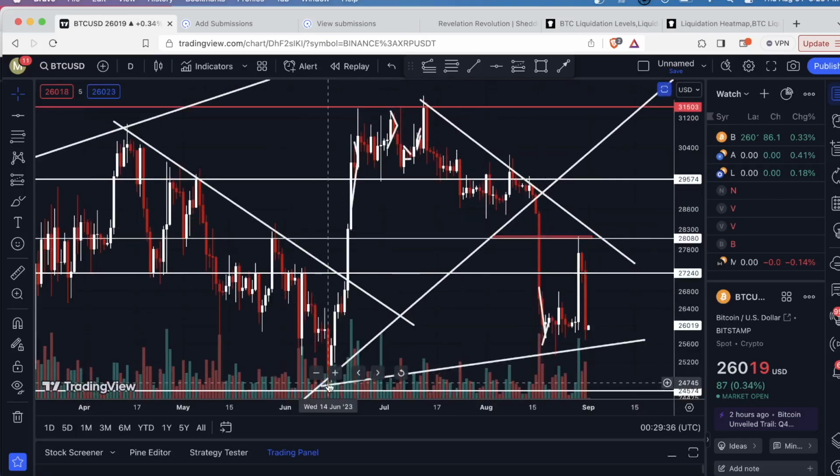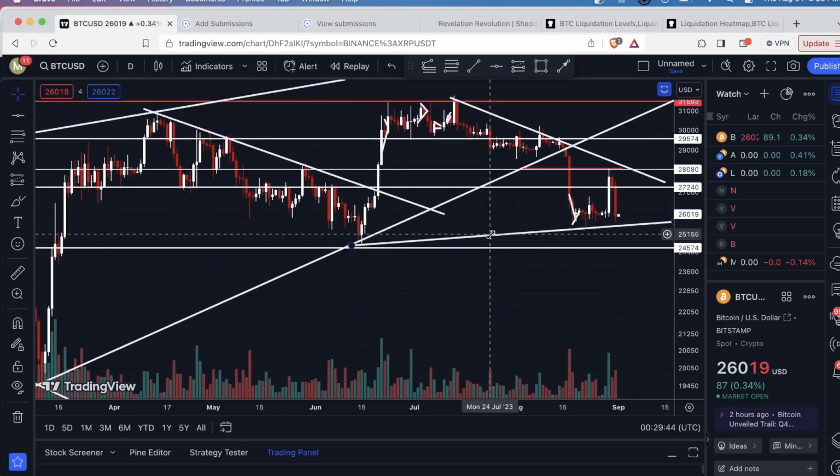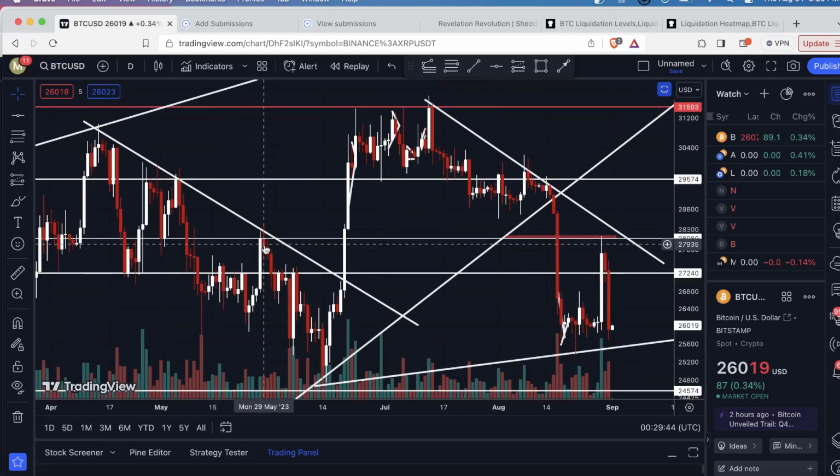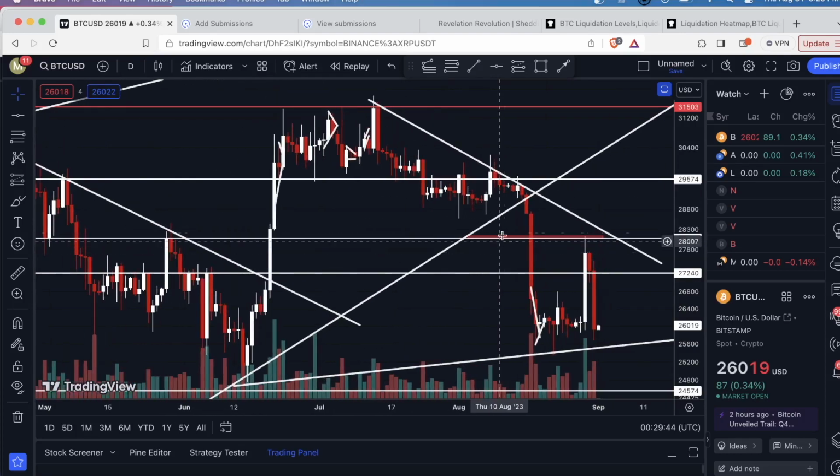I anticipated this level to be a support because it was the 50% Fibonacci retracement level. Basically, if I run a Fibonacci from the swing low here up to the swing high, this is going to be the 50% region. And if you look to the left, you'll see that it was also resistance right here. A lot of the times when you break a strong level of resistance, you can look to it as a support level.